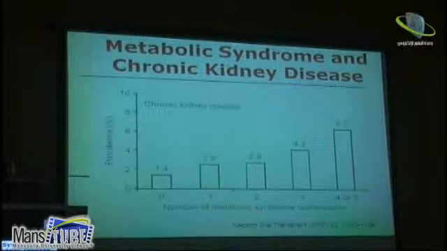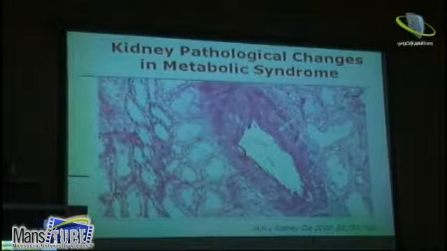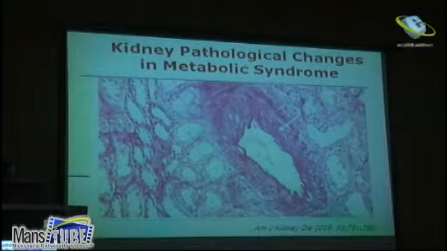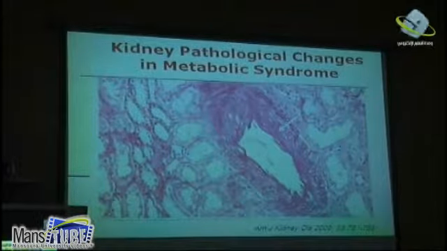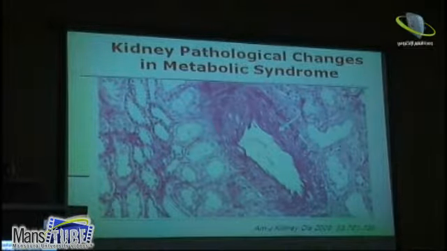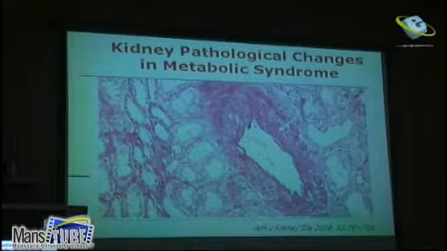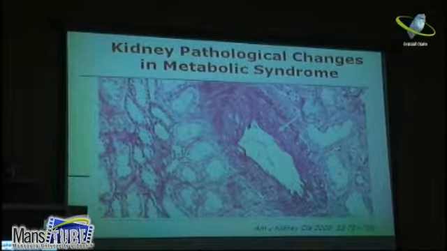So the more components the patient has, the higher the risk of chronic kidney disease, as you see here in this slide. This is a very nice study, although it included just 12 patients with metabolic syndrome and another 12 patients without metabolic syndrome. This is a study from Brigham and Women's Hospital.